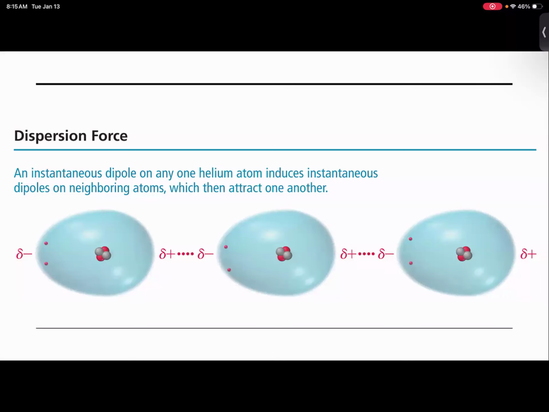Now, because electrons are in constant motion, this does not last. That's why it's called a temporary dipole, because these electrons are going to move so that they're on opposite sides of the nucleus, and this partial positive, partial negative is going to go away pretty much as fast as it formed. But it caused a ripple effect through the rest of the molecule.